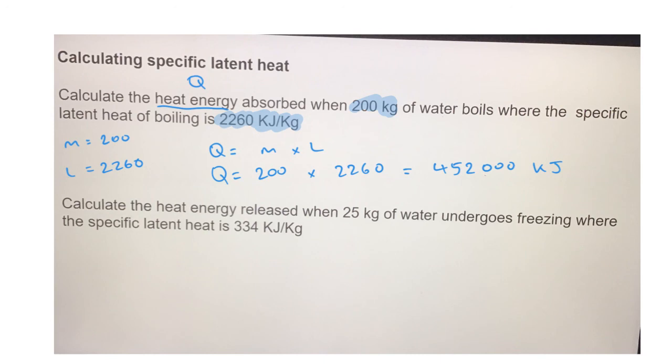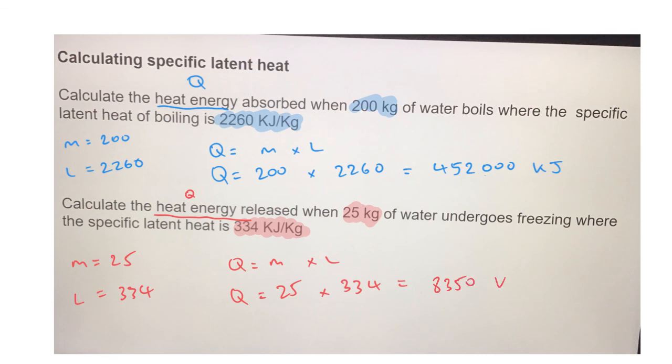Just for a second example now, calculate the heat energy released when 25 kilograms of water undergoes freezing with a specific latent heat is 334. Again, they're asking me to calculate heat energy. So my mass equals 25. My latent heat equals 334. I'm going to be doing the same process again. So Q equals M times L. Q equals 25 times 334. Again, use that calculator. Don't make silly mistakes. This is going to give me 8350 kilojoules.